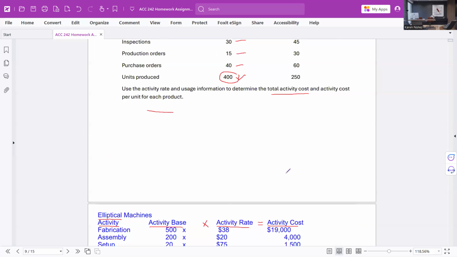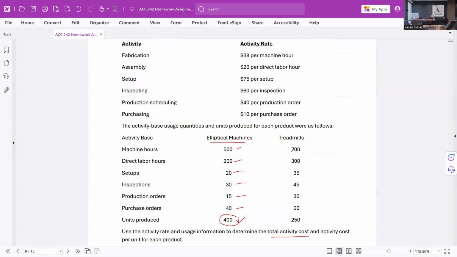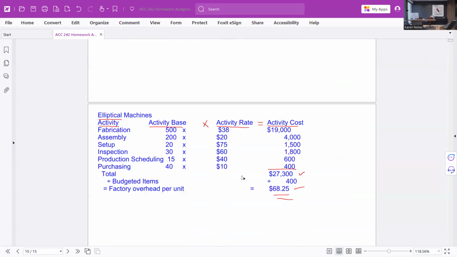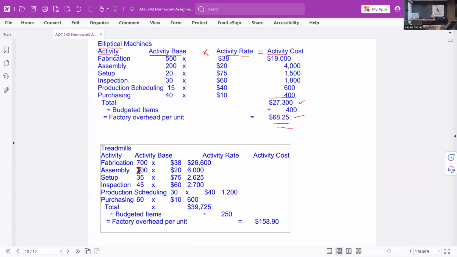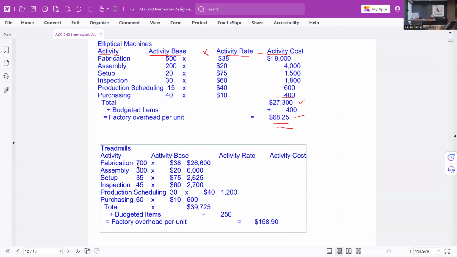And we do the same thing for treadmills. Take the activity; for treadmills we have different activity. It's all given here. Multiply times rates, divide by the number of units, and we have the answer. So let me see if I can put that here as well. Treadmills, the activity times the rates. So for those treadmills, let's put that right here. Let's see if we can make a few formatting changes here.